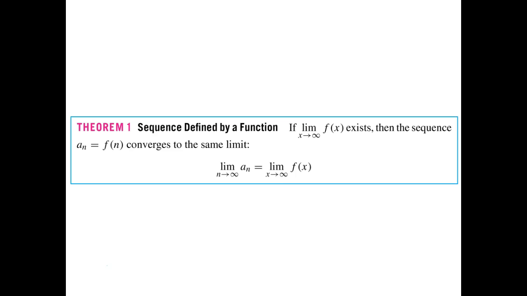This is a continuous function. This is a sequence, just a set of numbers. That set of numbers will, if the a sub n is defined this way, converge to the same thing the function does. And conversely, if f of x doesn't converge, neither will a sub n equal f of n.